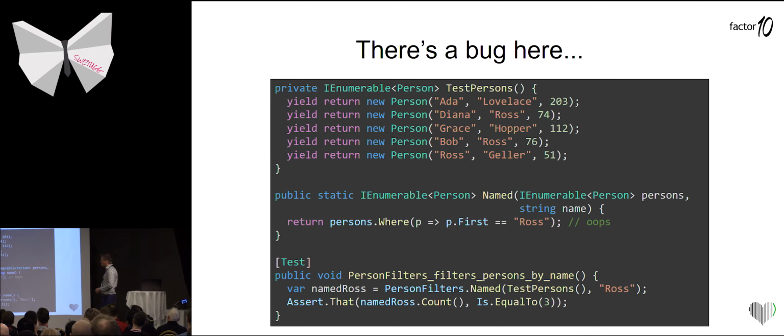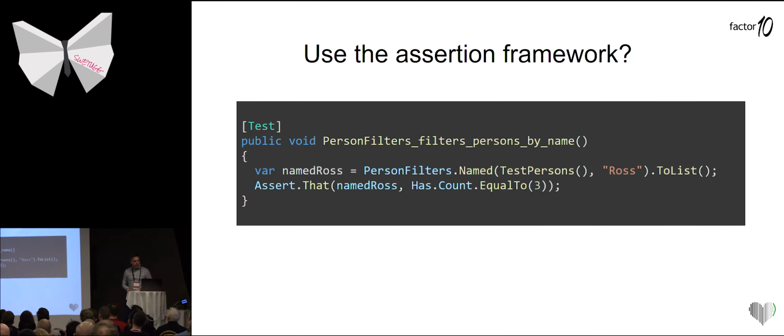Apparently, the failure told us that it was only 1, and we can see quite clearly that it's because the filtering only happens on the first name. But the test failure doesn't tell us that. The test failure forces us to go into the code and investigate. I don't like that.